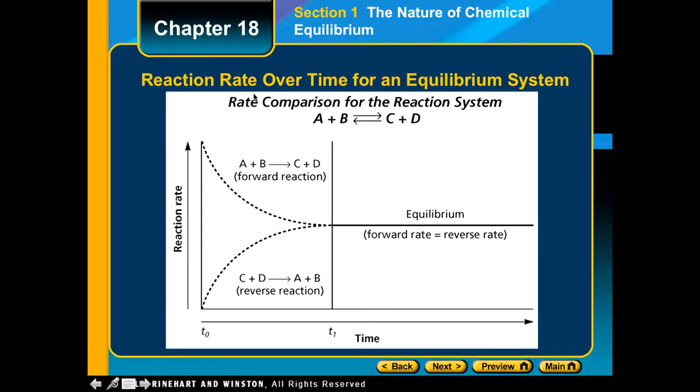As we can see in the reaction rate over time, the forward reaction, which is A plus B giving C plus D, decreases. At the same time, the reaction between C and D to give A and B reversely increases. During an interval of time, the two reaction rates become equal. The forward rate equals the reverse rate. Here we have reached the equilibrium state.